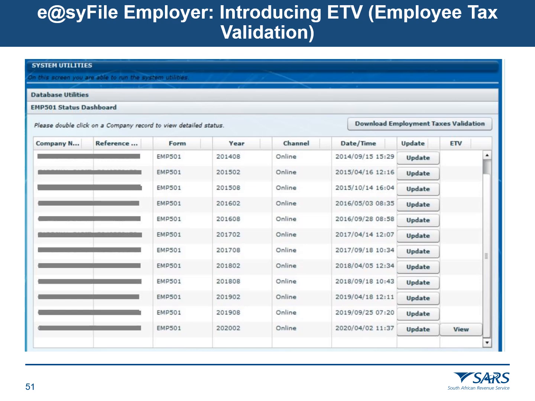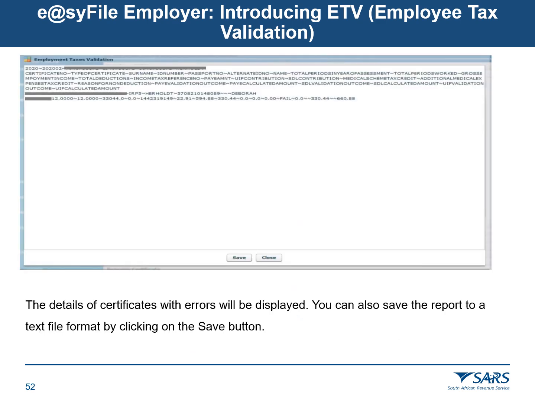To access the ETV report, under System Utilities, EMP 501 Status Dashboard, under the ETV column, click on ETV. Once you have clicked on the ETV button, the errors will be displayed and you will need to save the file in text form by clicking the Save button. You will be required to go through the report and rectify any discrepancies that have been highlighted on the ETV report.